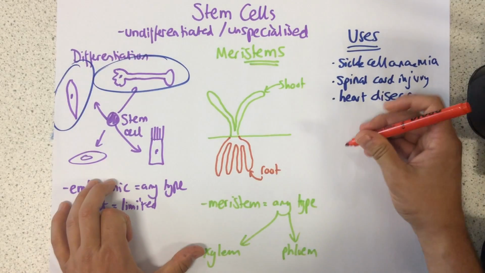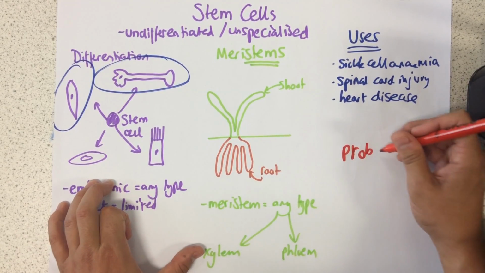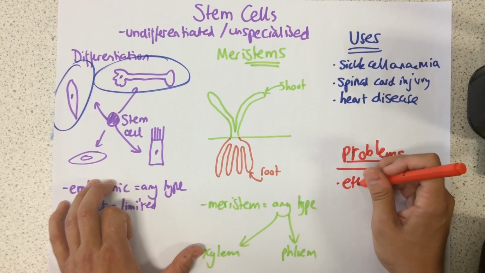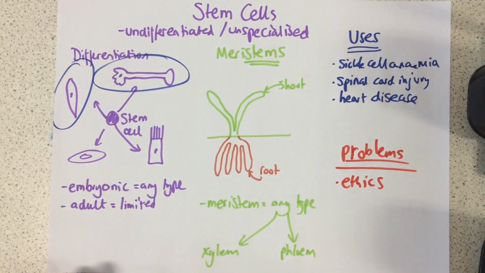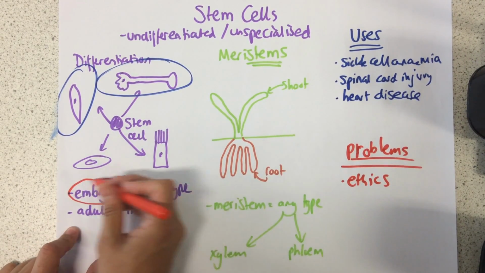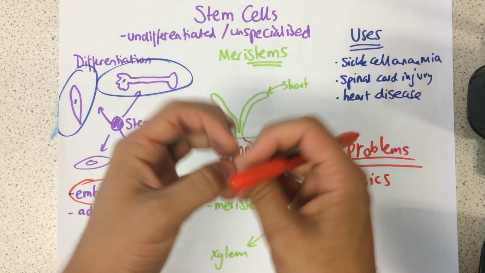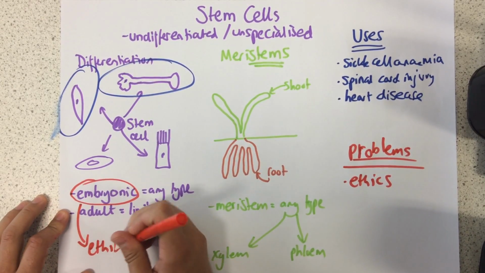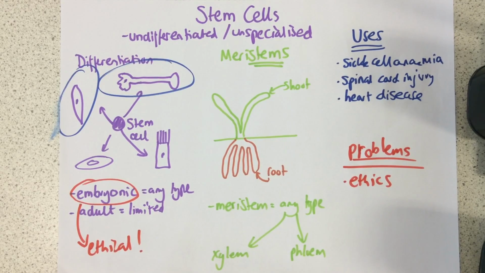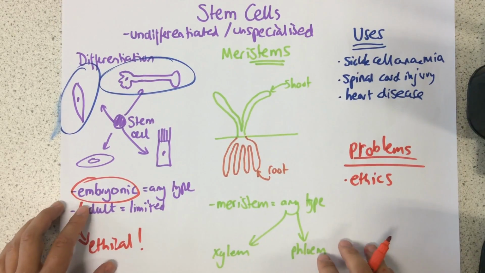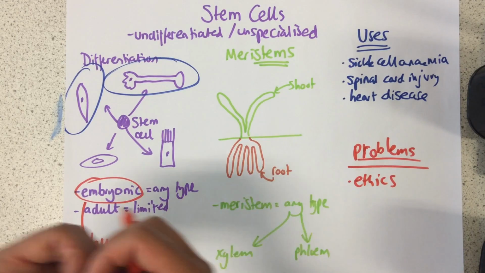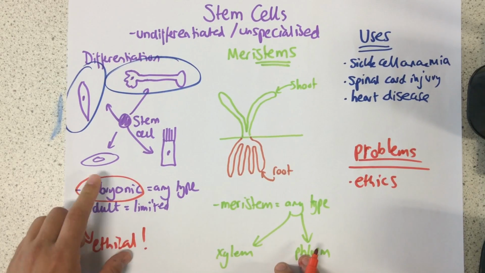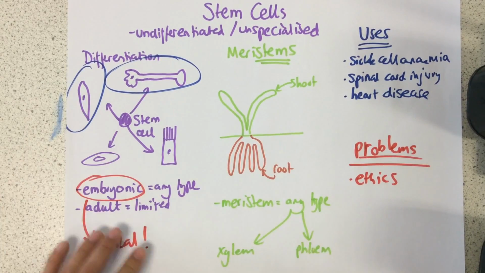So what's the problem? Why aren't these just used now? So problems, first of all, big problem is ethics. Because embryonic stem cells come from embryos, which are the ball of cells that will develop into a fetus and then a baby. So lots of people say it's not right to be able to use embryonic stem cells because a lot of people suggest that it's like taking a life because that embryo would develop into a person. So there's a lot of ethical issues around using embryonic stem cells, which are the more useful type of stem cells.